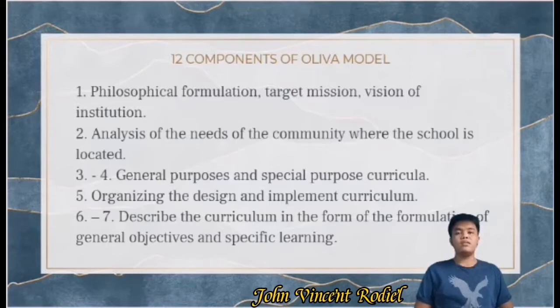The second component is the analysis of the needs of the community where the school is located, the needs of students, and the urgency of the disciplines that must be provided by the school. The third and fourth components contain the general and specific curriculum goals that are based on the needs listed in the second component, while the fifth component is how to organize and implement the curriculum design. The sixth and seventh components explain the purpose of formulating general and specific learning goals.